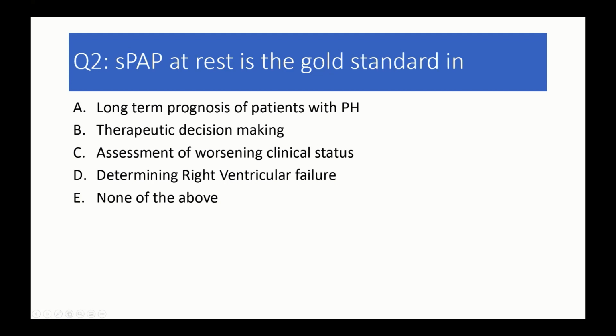So one more question, and let's see if you can give me a letter in the chat. I have a systolic pulmonary artery pressure at rest as the gold standard in which of these conditions? In long-term prognosis of patients with pulmonary hypertension, therapeutic decision-making for treating pulmonary hypertension, assessment of worsening clinical status, or determining right ventricular failure, the cause of right ventricular failure, or none of the above.